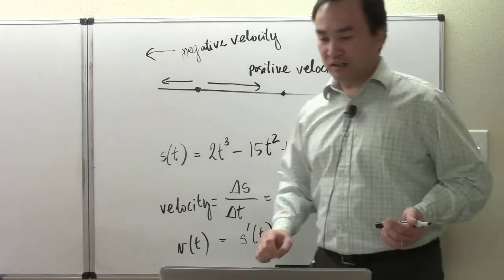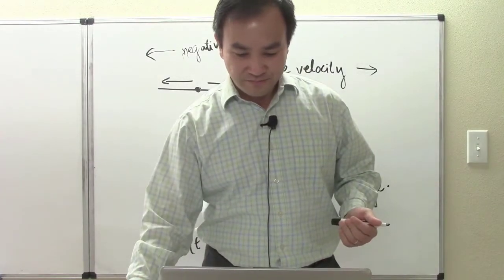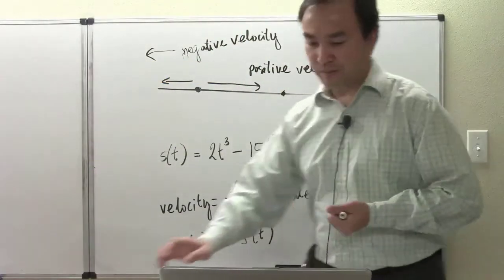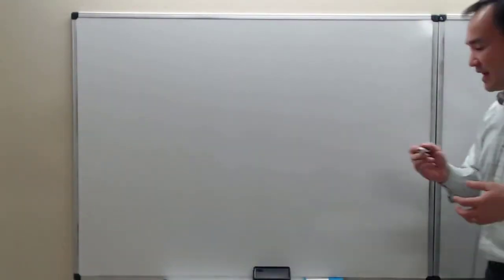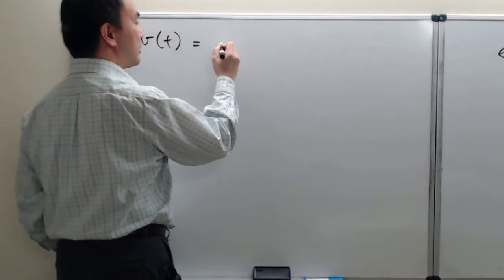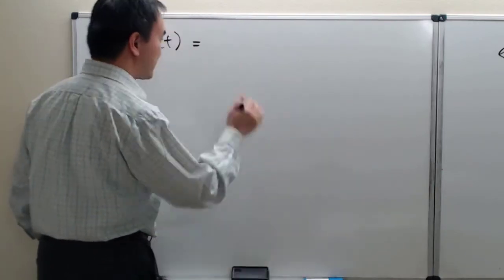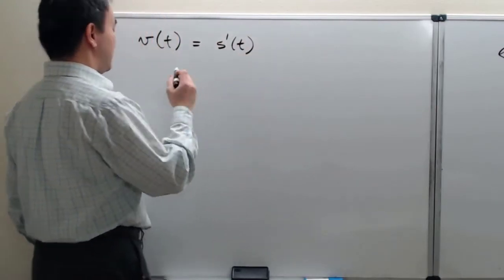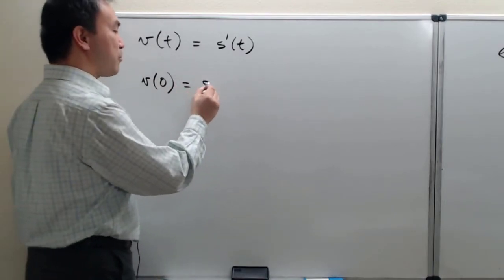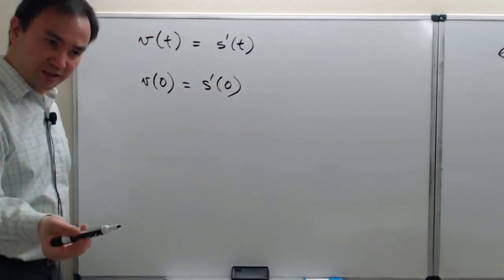And so now, one more look into the question. The question was looking for the velocity of the particle at time t equals 0, t equals 3, and t equals 6. That just means once we have found our velocity as a general function, which is the other way of understanding s prime of t, then we just simply want to find v at time 0, or in other words, s prime at 0. So that's one part of our problem.